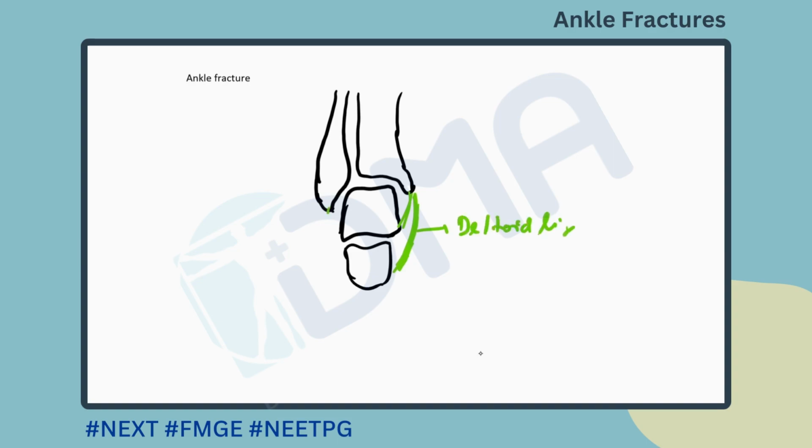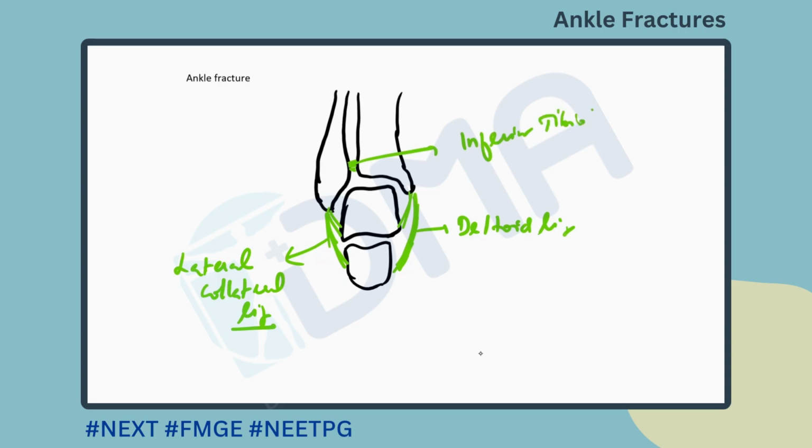And there is a ligament which runs from the lateral side, from the lateral malleolus to the talus and calcaneum. These are called the lateral collateral ligament. Apart from this, the tibia and the fibula are connected by ligaments below, and they form a joint called the inferior tibiofibular joint. This joint is an example of a syndesmotic joint.